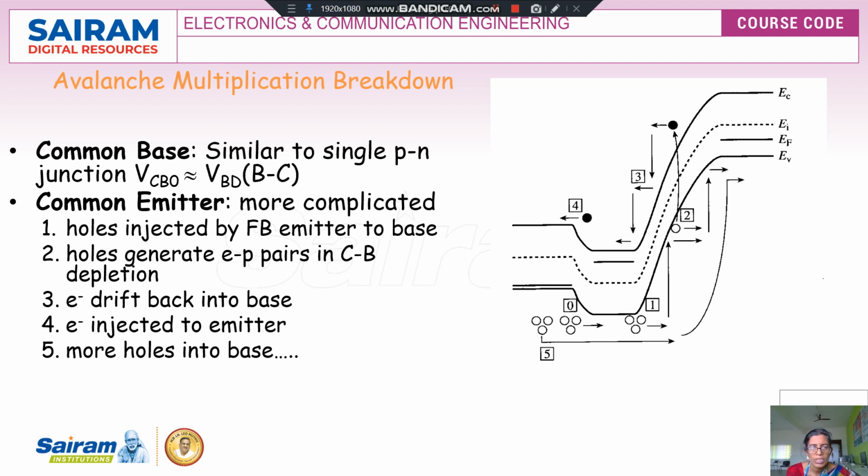So this diagram illustrates the holes injected from the emitter through the forward biased emitter to base junction. The holes coming here will result in more electron-hole pairs. These electrons will again move here and get drifted back to the base, and the holes formed here will move towards the base region. Because of this process, even at a low breakdown voltage, at a low value of VCEO, there will be a sudden increase in the current.